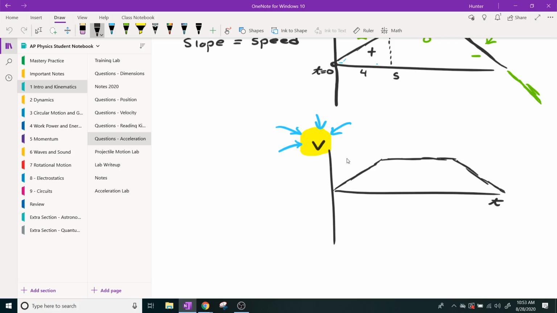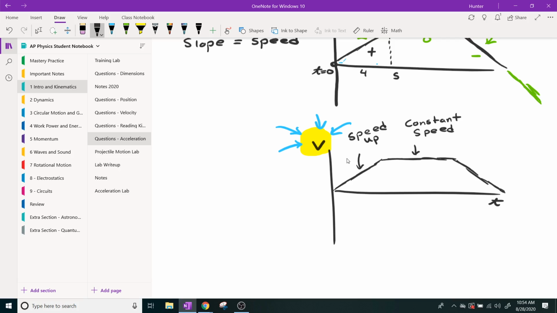Okay, so let's think about this. If this is a velocity versus time graph, what is happening here? We are speeding up. Okay, that is true. What are we doing here? Yes, we are staying at a constant speed. That could be standing still, but that could also be moving at a constant speed.